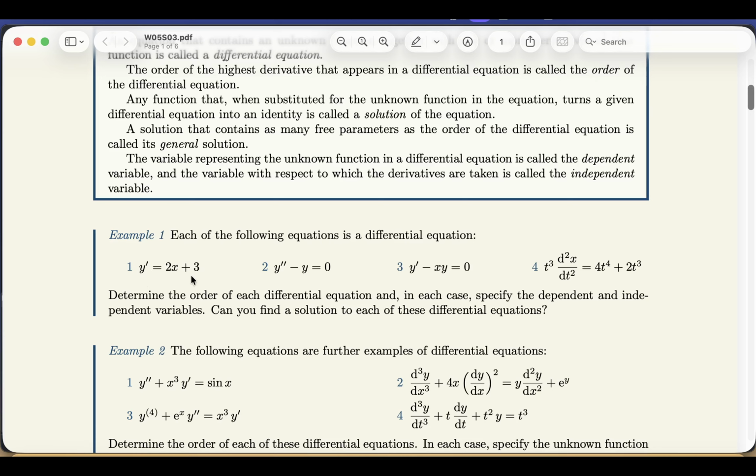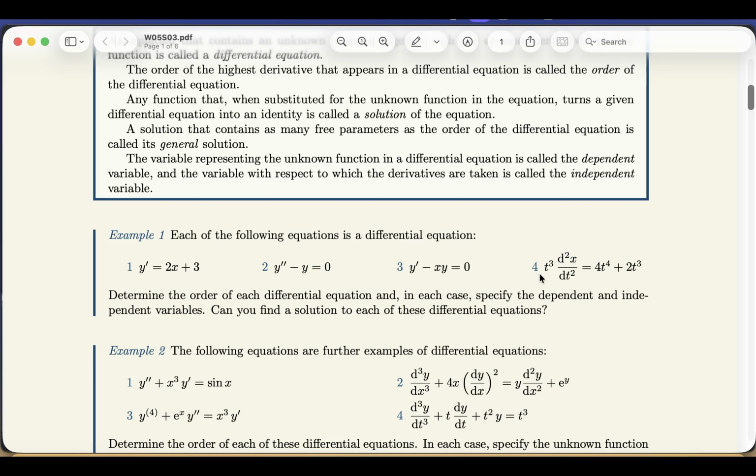Y prime is 2x plus 3. What is the order of this differential equation, everyone? 1. Let us go to number 2. What is the order of this differential equation? 2. And the third one? 1. And the fourth one? 2. Is 2 again. Okay, but let us discuss a little bit about that.